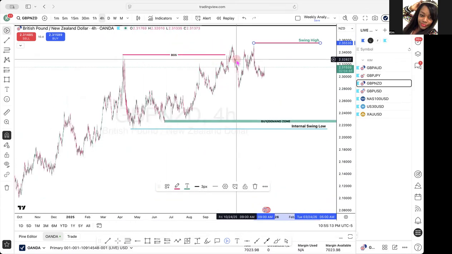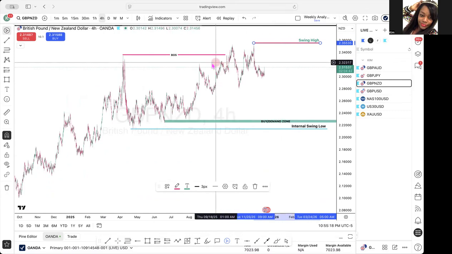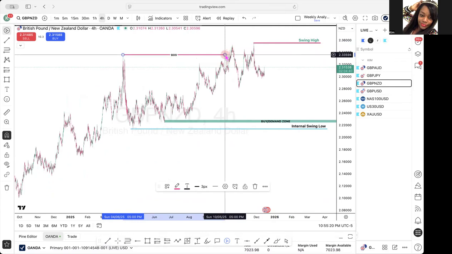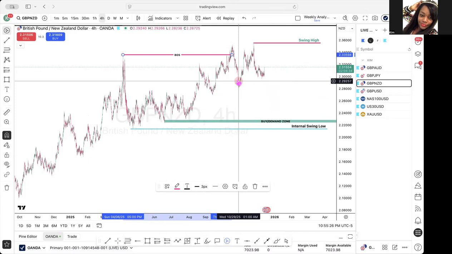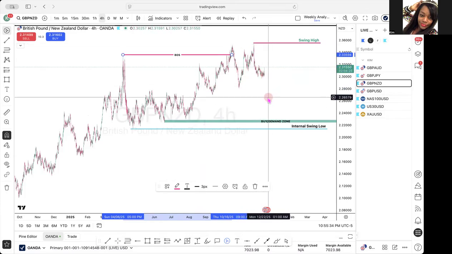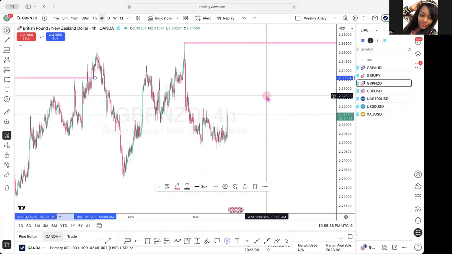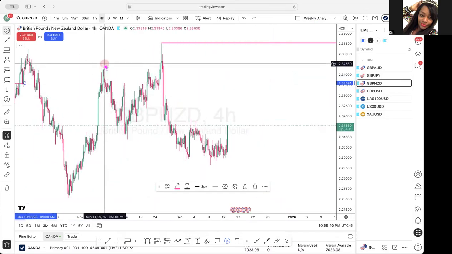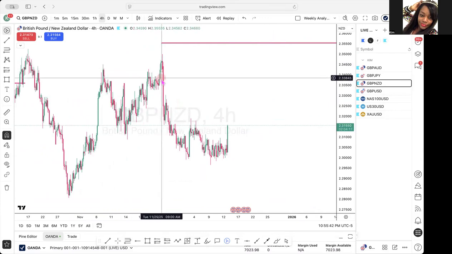So we have, or up to this 78. So we have this break of structure, right? We had this break of structure. Price pulled back into this structure and then bought up. So it's up to you if you want to trade it down. I say go for it.